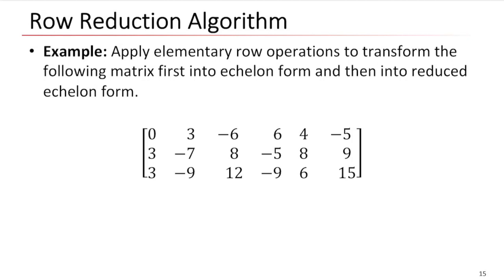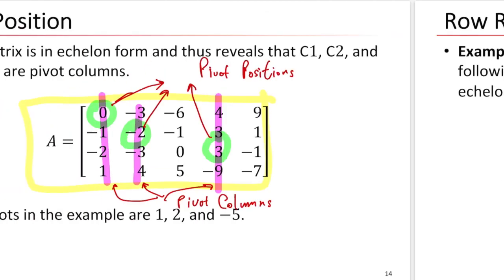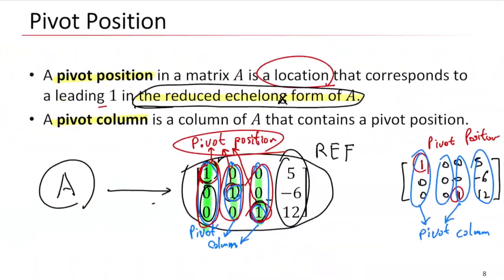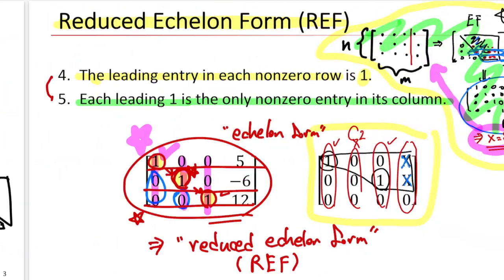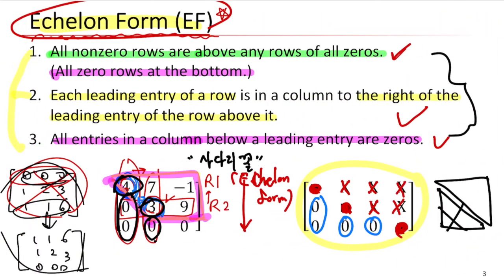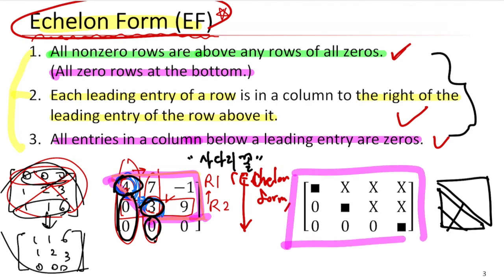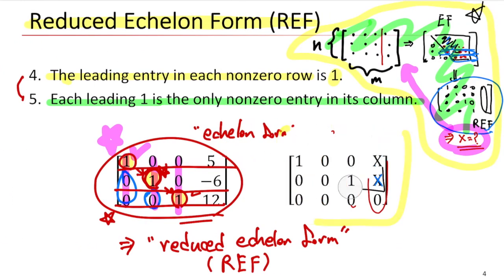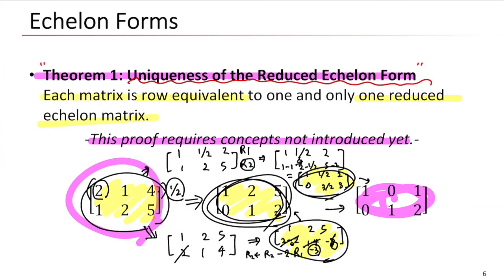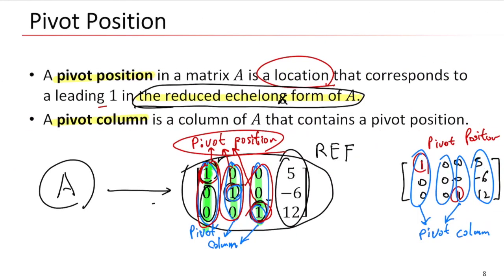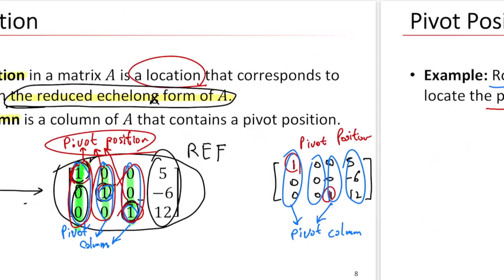Okay, let's start. In the last lecture, we learned what is echelon form and what is the reduced echelon form. Here, as you can see, this is the general form of echelon form of a matrix, and this is the general version of the reduced echelon form. We also learned what is the pivot position, what is the pivot, and what is the pivot column.